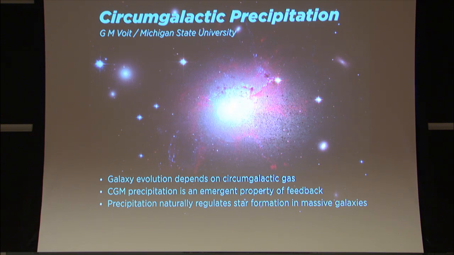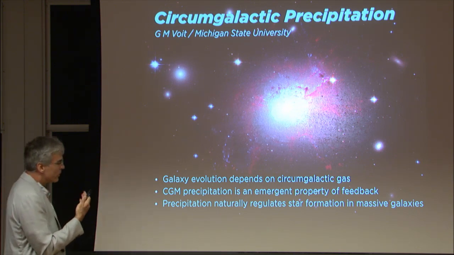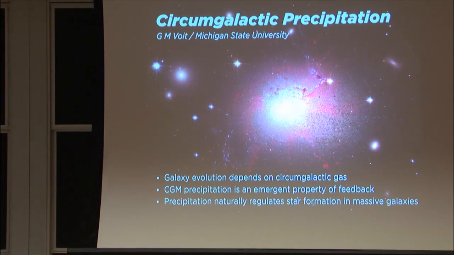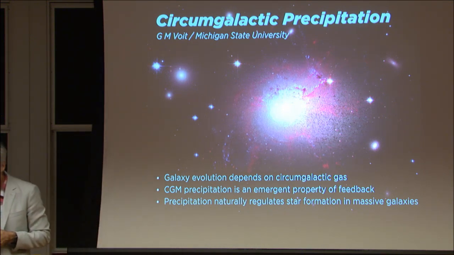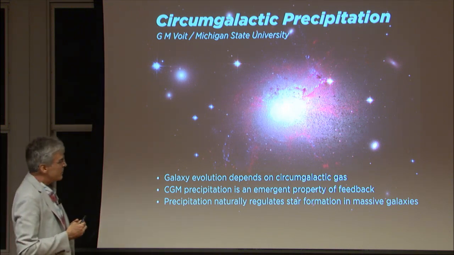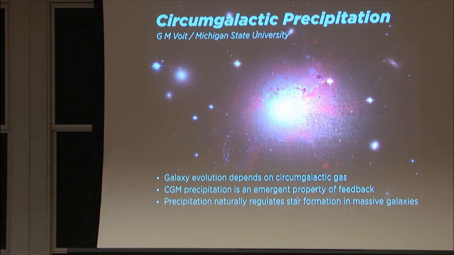And I want to make a few big picture points about it in this talk. One is galaxy evolution, whether galaxy forms stars or not, how quickly it's forming stars. It turns out to depend a lot on the circumgalactic gas around it. And while this situation is obviously very complex, I think what we're finding is feedback, while it's complex, has some rather simple, surprisingly simple emergent behaviors that help you understand it in a more general way. And one of them is precipitation, which I'll try to convince you is a natural regulator of star formation in these massive galaxies, and maybe galaxies like the Milky Way also.